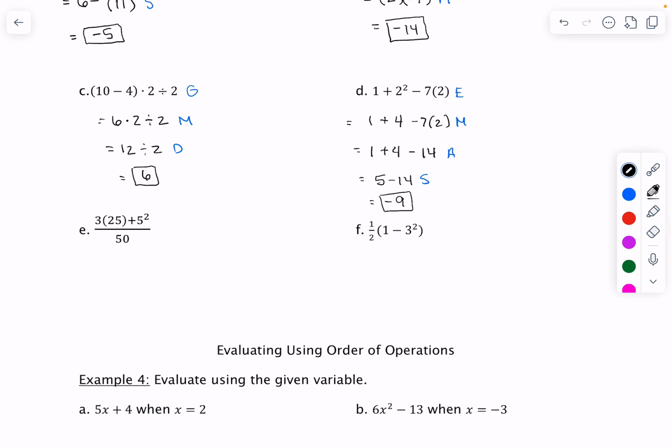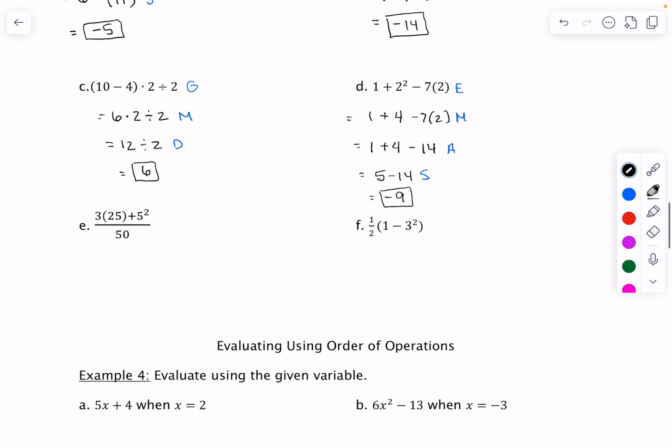E is a little tricky. I would say E is one of the harder ones we're going to do, because even though you don't see any big groups, like a big set of parentheses, like I said a little bit earlier, a fraction is considered a group on top and a group on the bottom. Okay, so I'm going to pretend like this whole thing up here is one big group. And we can even write that down, that it is one big group up top here.